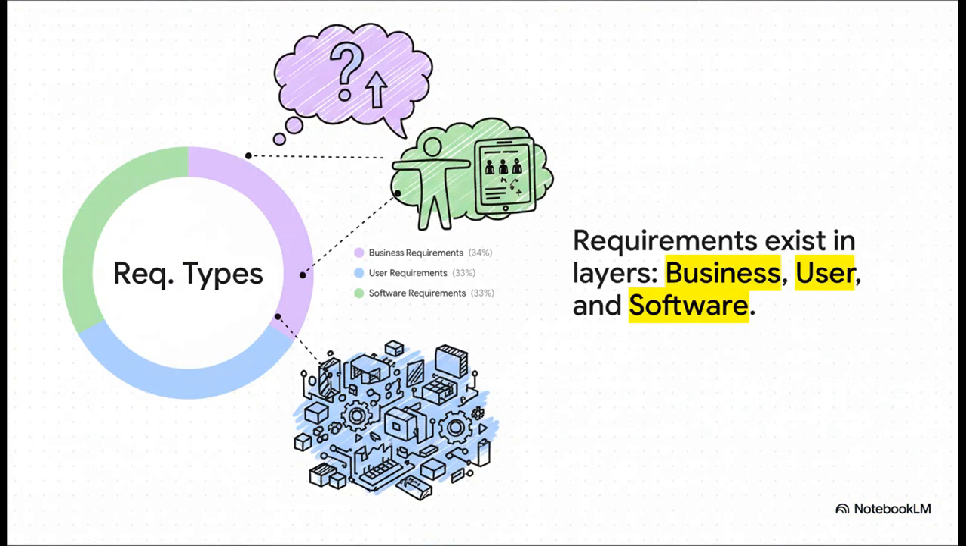You can kind of think of requirements in different layers. Right at the top, you've got the business requirements. This is the big why. Why are we even doing this? Then you have user requirements, which is all about what people will actually do with the software. And then you get down to the nitty-gritty, the software requirements. These spell out exactly how the system needs to work.